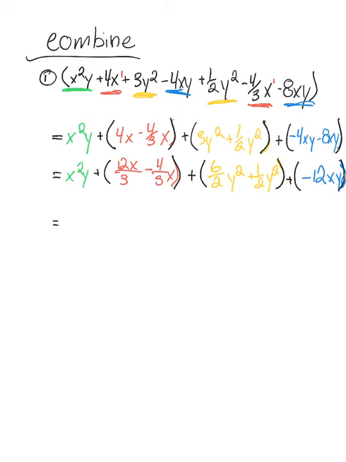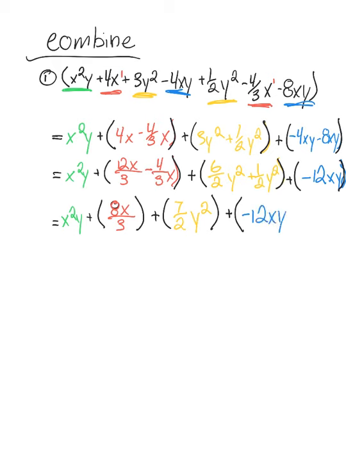So now we continue. X squared y plus, so what is 12x minus 4x? 12x minus 4x would be 8x over 3. You can't forget about that 3. Plus, so now we look at that. 6/2 plus 1/2, or 6 plus 1 equals 7/2. And we still have our y squared. Plus our negative 12xy.